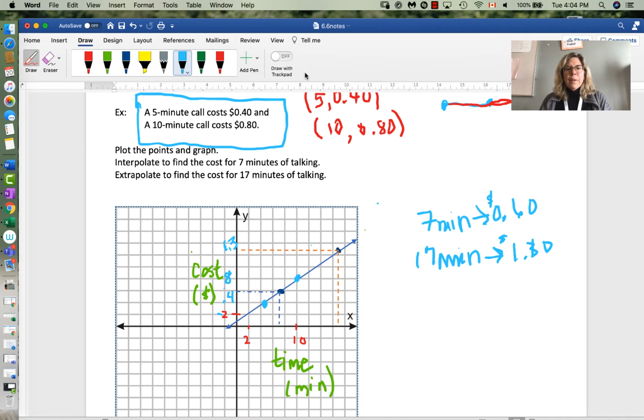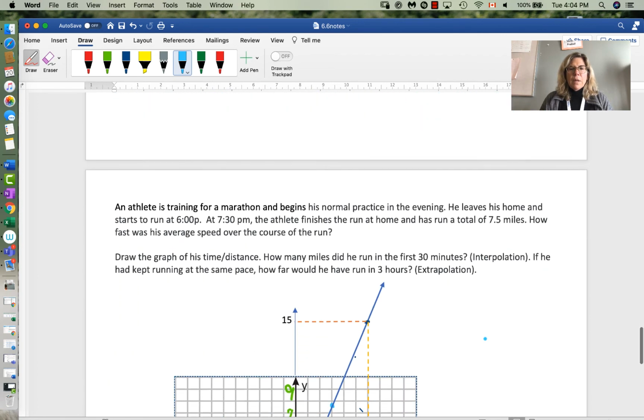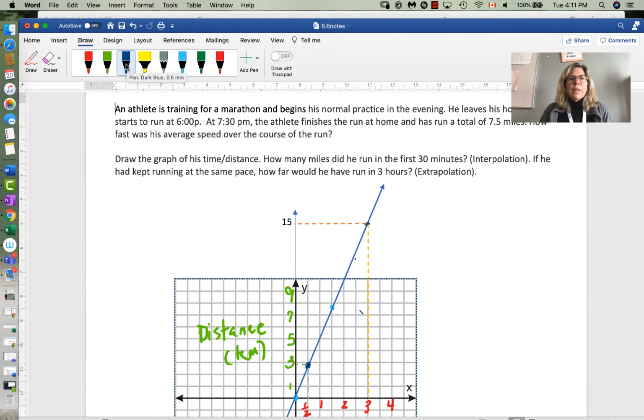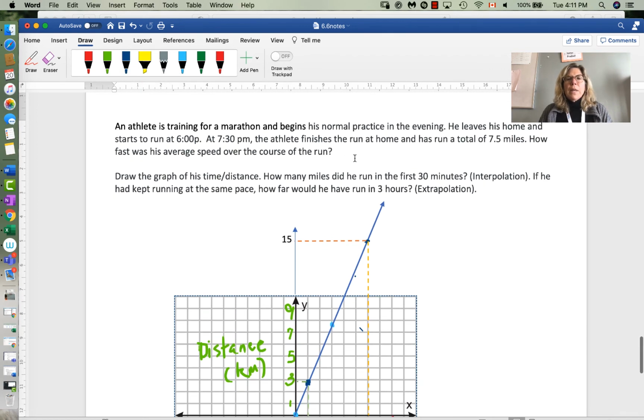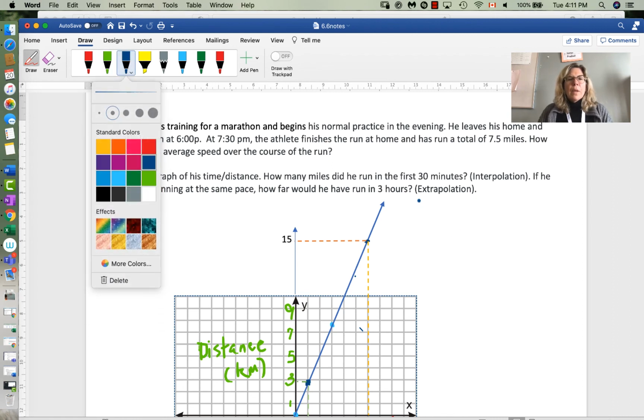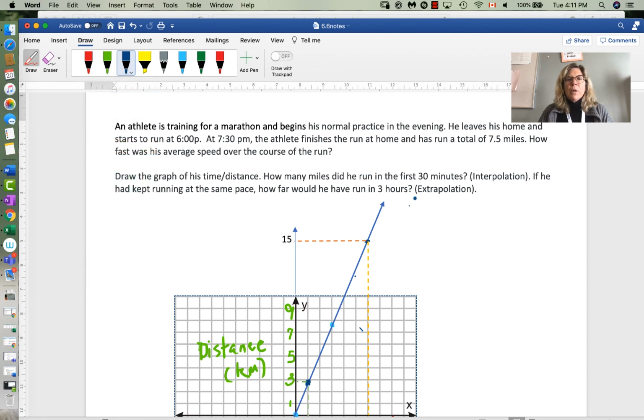Okay. The next one is, okay, we're going to look at this athlete. The athlete is training for a marathon and begins his normal practice in the evening. So he leaves his home and starts to run at 6 o'clock. At 7:30, the athlete finishes the run at home and has run a total of 7.5 kilometers. So basically he's gone around in a big circle, and the circle is 7.5 kilometers.